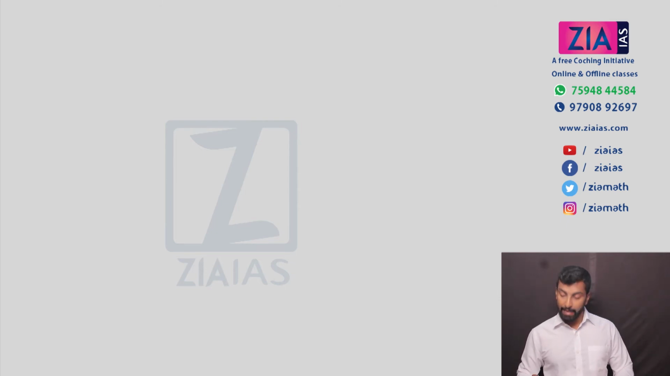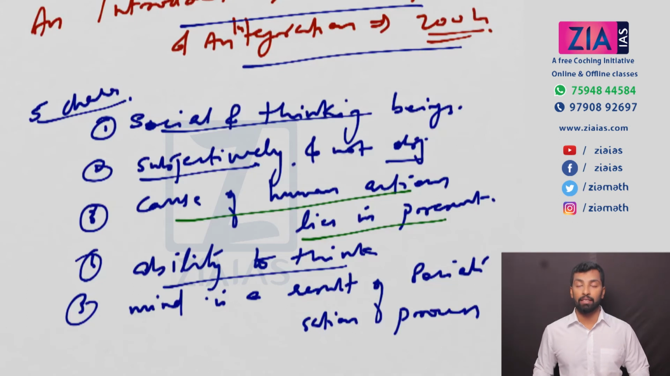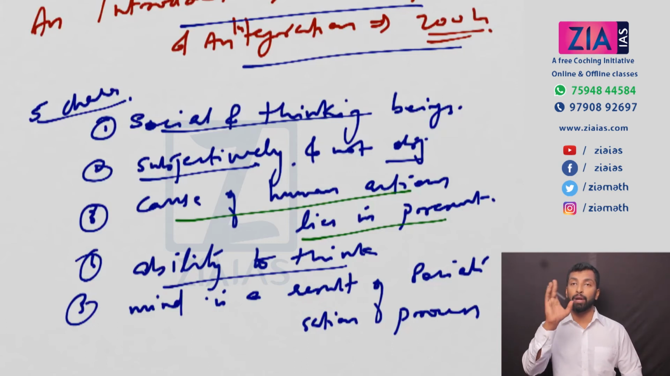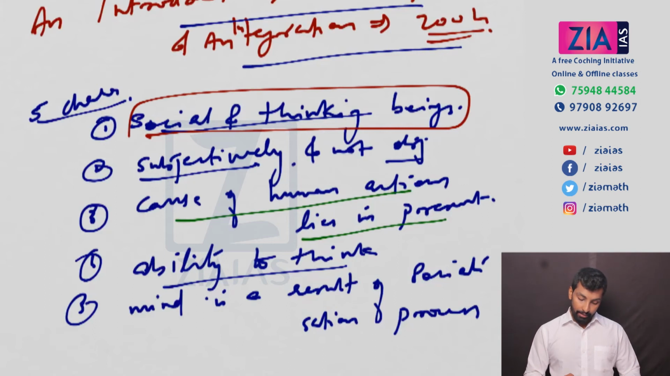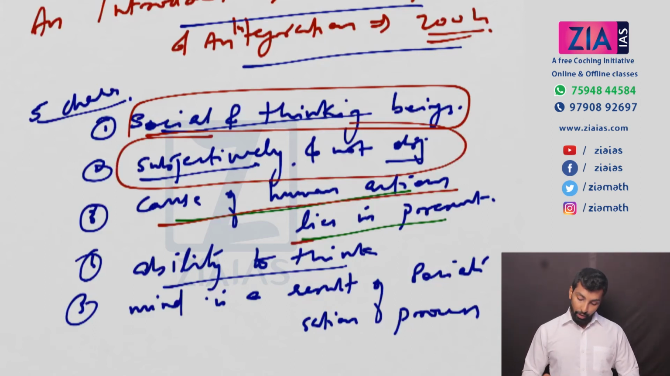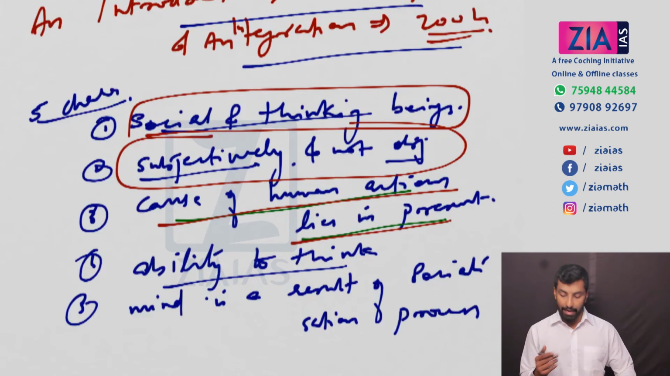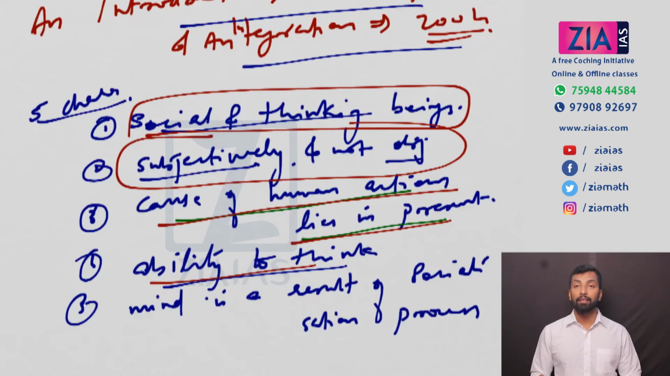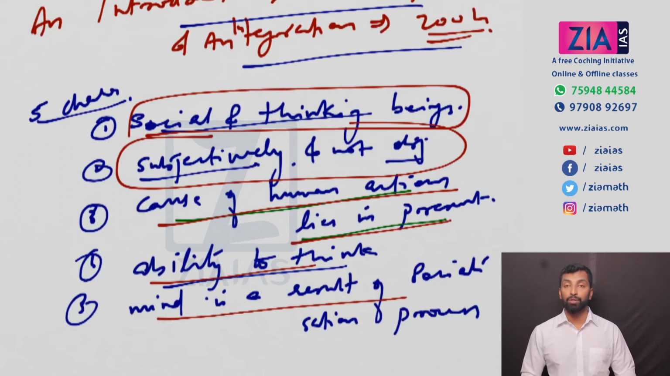So these are the 5 basic characteristics that you need to write when we discuss symbolic interactionism. These 5 points are enough to write an answer. So social and thinking being, they perceive their environment subjectively, not objectively. Cause of human action lies in the present. There is no tradition, they are not passive, right? Now ability to think, then mind is a result of socialization process. It's not a thing, it's a process.